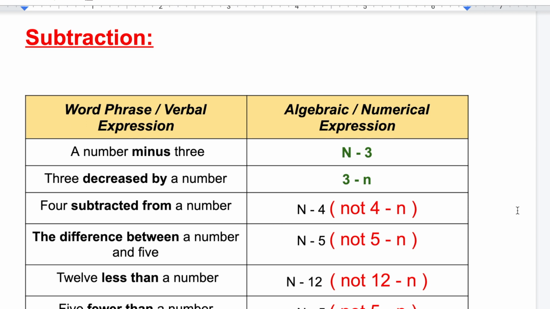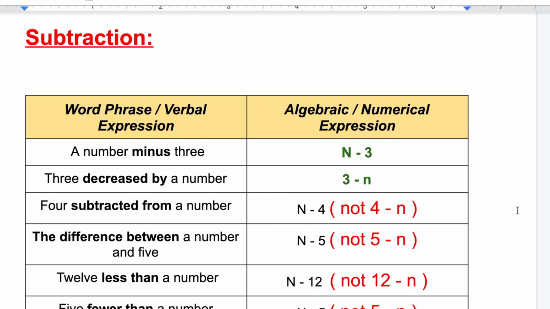For subtraction, the word phrases are the examples. A number minus 3. Remember for subtraction, because 5 minus 3 is 2, 3 minus 5 is negative 2, so it's not the same. So you need to make sure which number should be written first. A number minus 3, that means that number we subtracted 3 from it. So x minus 3 or n minus 3.